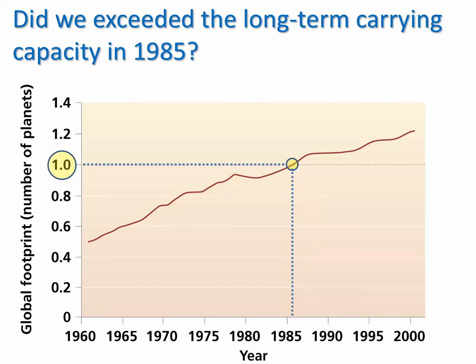So a big question to ask is, did we exceed the long-term carrying capacity of the planet in 1985, as many estimates suggest? We did our global footprint for ourselves at the beginning of the term, and we know now that as a civilization, we are using the resources of more than one planet that can sustain. But the tipping point there appears to be in 1985.